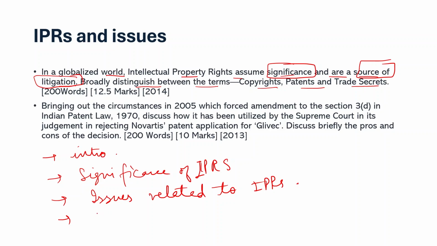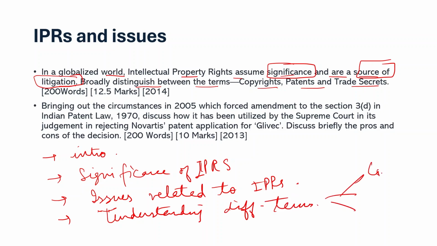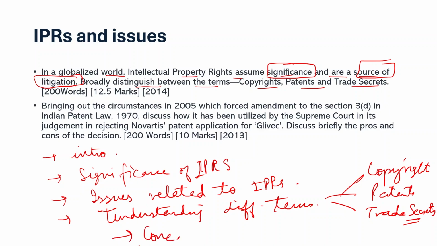You can put a heading, understanding different terms, right? And then you can define each of these terms: copyrights, patents, and trade secrets, right? You can write 3-4 points for each, or as many as you know, right? In this way you can write and then you can conclude, right? So this is the way that you can proceed for these kind of questions.